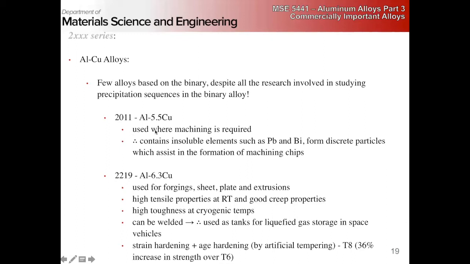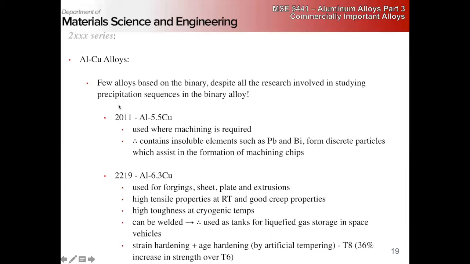Important alloys based primarily on the binary: 2011, which is called free machining aluminum, which is aluminum 5.5 copper, but it also has lead and bismuth in it. And this lead and bismuth are insoluble, and they're soft secondary phase regions. And this means that they form discrete particles when you machine them, and you get nice, clean, easily broken chips instead of long ductile ribbons that wrap around your tools and are a real pain.